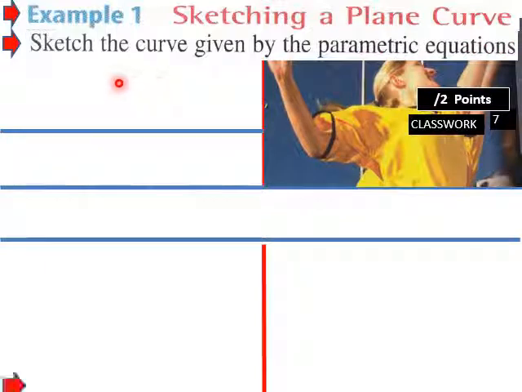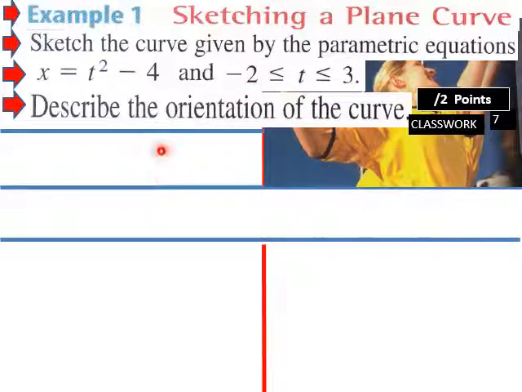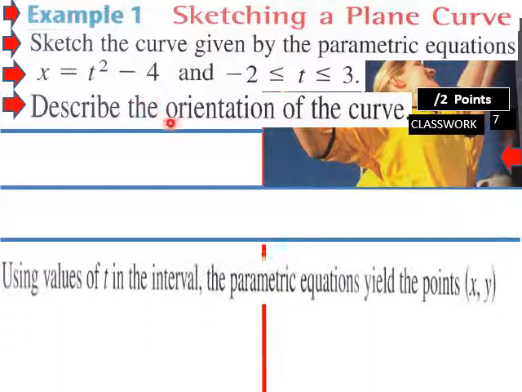Example 1, sketching a plane curve. Sketch the curve given by the parametric equations x equals t squared minus 4, and y equals t over 2, with the parameter t between negative 2 and 3, and then describe the orientation of the curve. So here's our parameter right here, t squared minus 4.